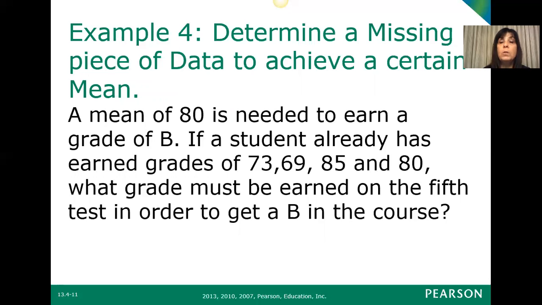but I will have to take one more test. So how am I going to determine what score I need on my 5th test in order to get this B in the course? Now, we've just learned in a couple slides before this that to get a mean, you take the sum of the pieces of data and divide by the number we have.